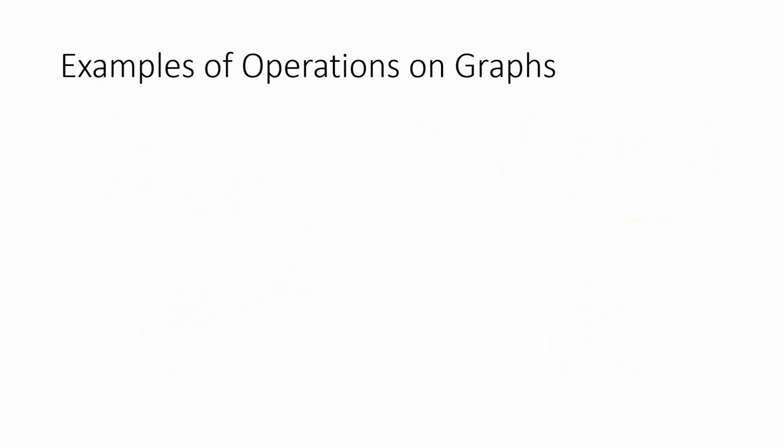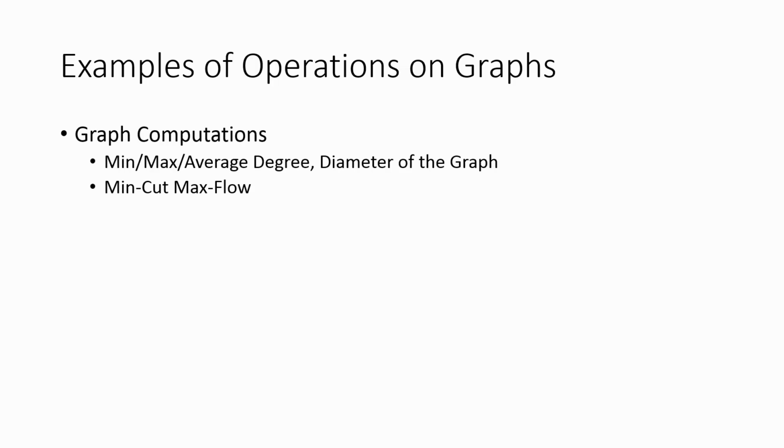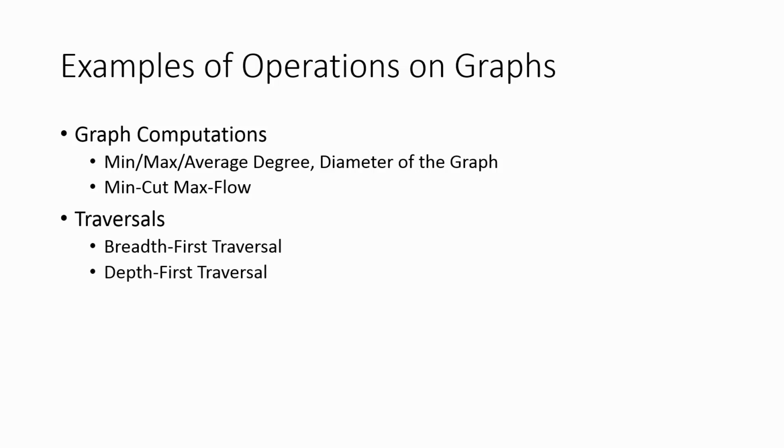Now let's look at some of the operations that can be performed on graphs. So first we have the min-max average degree of the graph, which is a computation of the number of edges that are there on each vertex. There's the diameter of the graph, which is the maximum distance between two nodes in a graph. And then, of course, there's the min-cut-max flow computations, which allow you to find optimal paths in a given graph. Then there are traversals, which is an order in which you visit the various vertices on a graph, and this is useful for many types of applications.